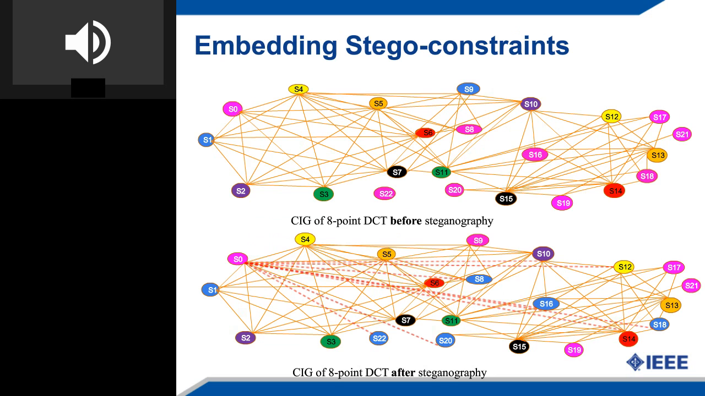This graph shows the interconnectivity information amongst the different storage variables in a colored interval graph. As you can see, the red dotted lines show the artificially added edges as a result of the stego constraints that have been generated. The one on the bottom shows the CIG of an 8-point DCT after steganography, and the one on the top reflects the CIG of a DCT before steganography.